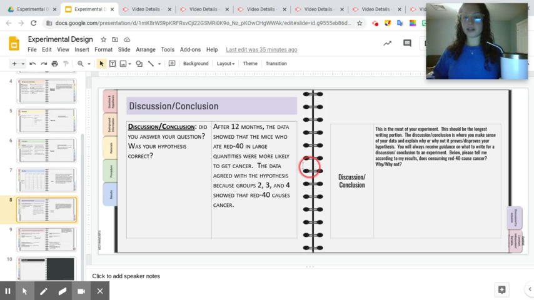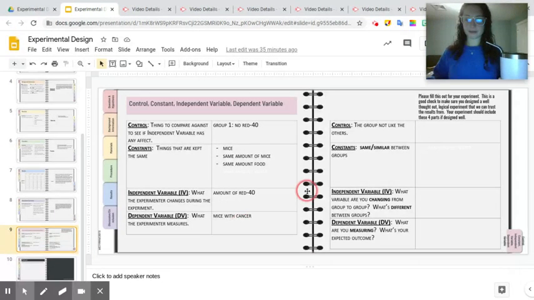So now that you've made sense of your data, you've made sense of your results, and have written a discussion or conclusion, there's one last part of an experimental write-up that is very, very important. There are 4 pieces to every single experiment, and that is called the control, the constant, the independent variable, and the dependent variable. You need these 4 things in any experiment to show that whatever results you get can be trusted, that they can be accurate results.